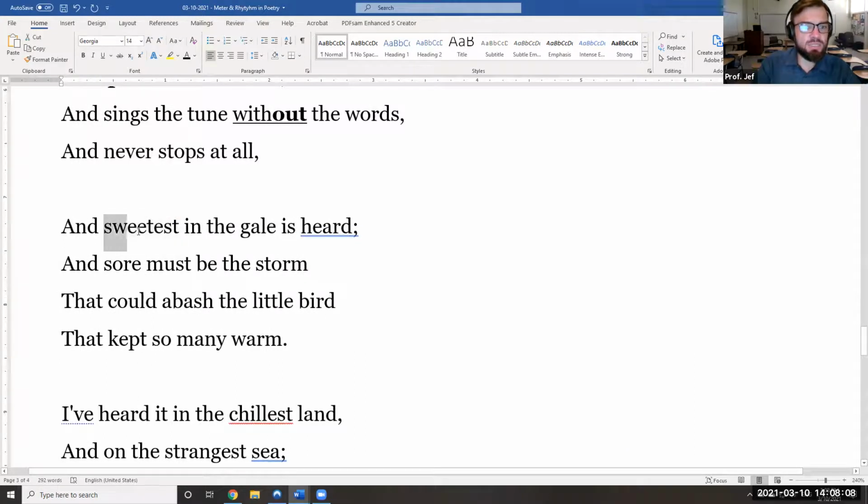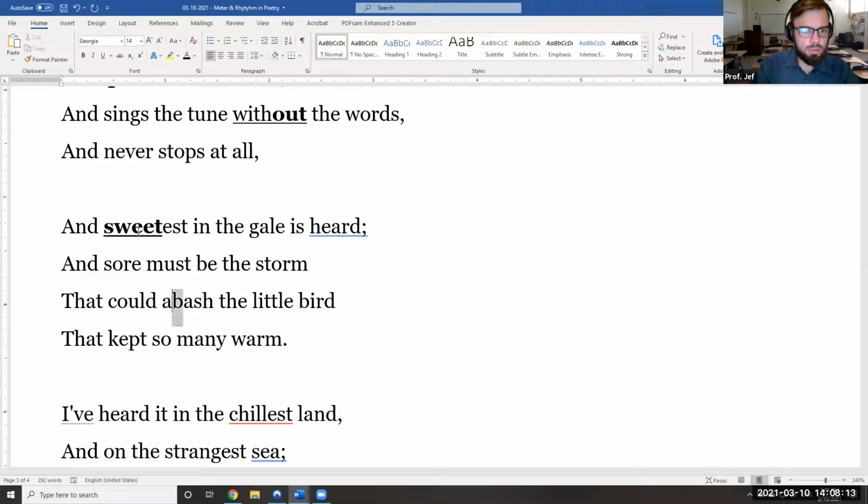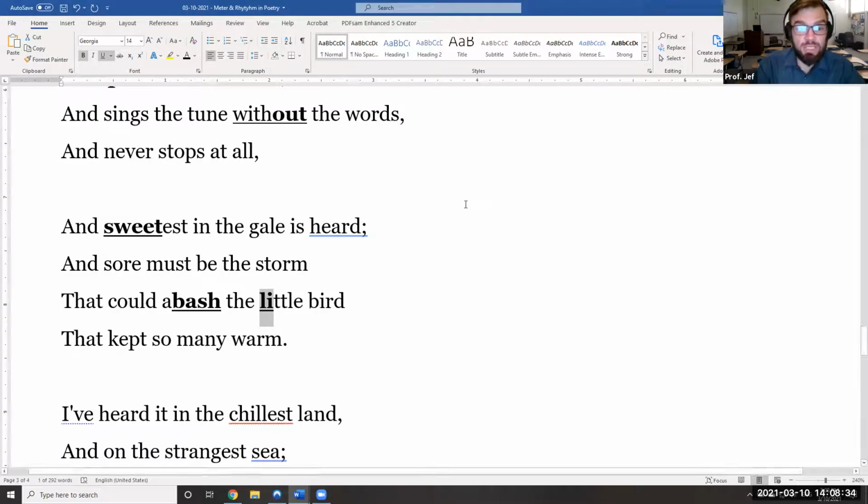Sweetest and sweetest, two-syllable words. Little, also a two-syllable word. Notice again, even in these two-syllable words, you guys, that could have bashed the little bird. Bash is stressed, the is unstressed, because in the word little, the first syllable gets stressed.